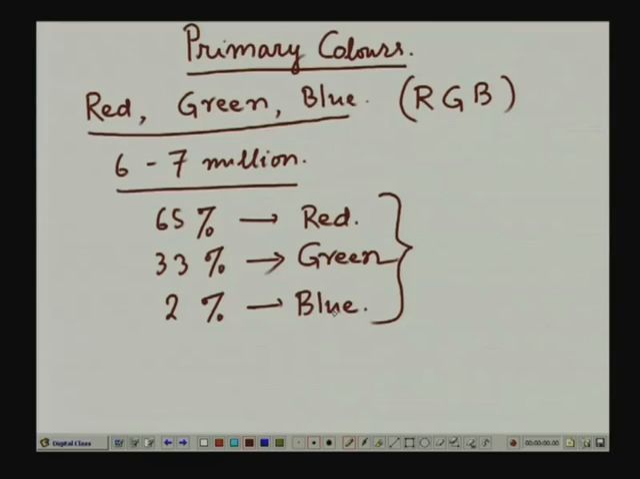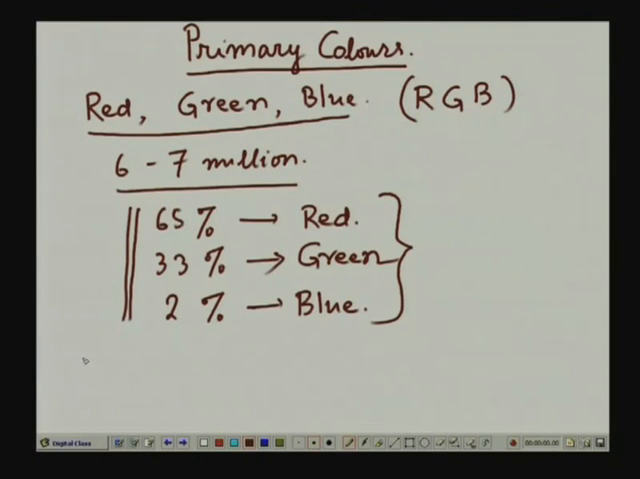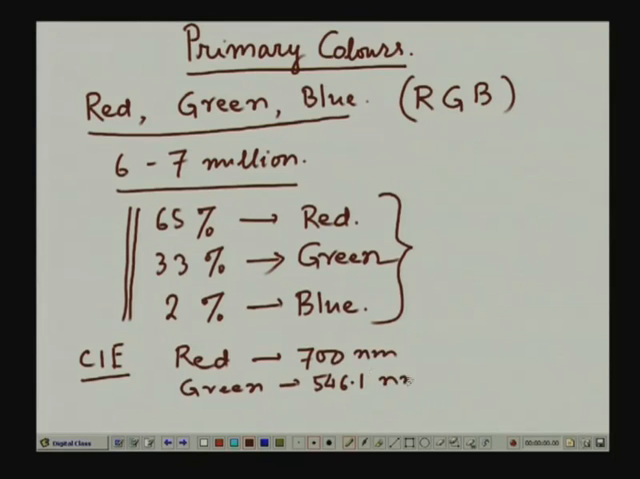So, because of the presence of these 3 different cone cells in our eyes, which sense red, green and blue, we consider red, green and blue to be our primary colors, and we assume that by mixing these primary colors in appropriate proportion, we are able to generate all other colors. Now, the CIE standard specified 3 different wavelengths for 3 different colors: red at 700 nanometer, green at 546.1 nanometer, and blue at 435.8 nanometer.